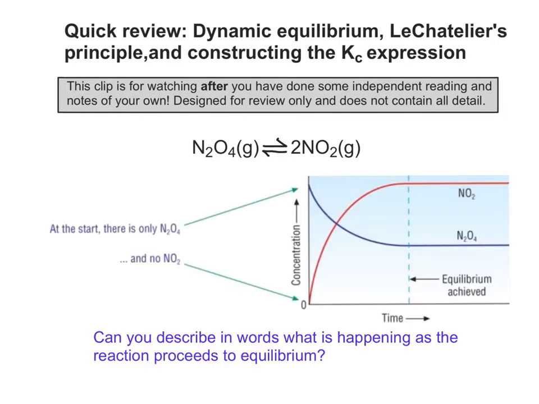So here's a question for you. Grab a scrap piece of paper and see if you can write down in words what's happening as the reaction proceeds to equilibrium. Think about including things about concentration and what takes place when the equilibrium is achieved. Pause the clip and then resume when ready.